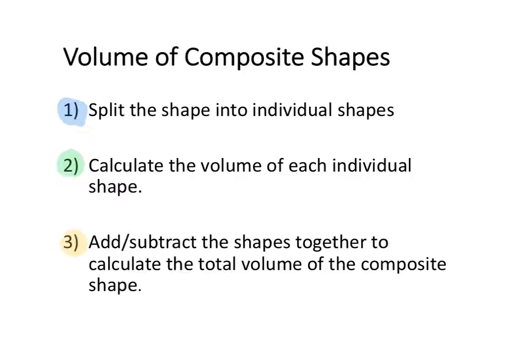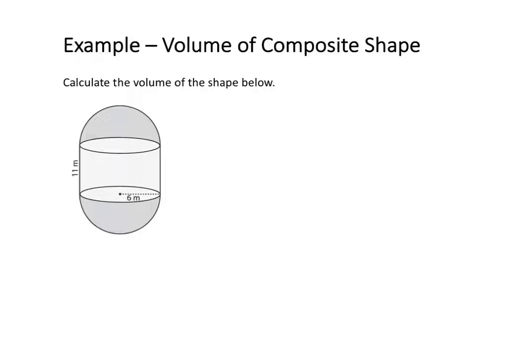So let's have a look at an example to see how this is completed. In this example, we want to find the volume of the composite shape shown in the diagram. The first step in calculating the volume of a composite 3D shape is to break that shape into smaller individual 3D shapes. Having a look at the shape in the example, I can see that I have a cylinder, and I've also got a sphere or semi-sphere that sits on top and a semi-sphere that sits down the bottom.